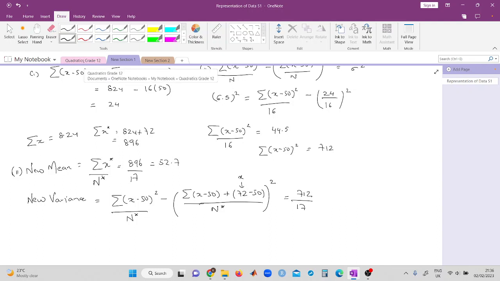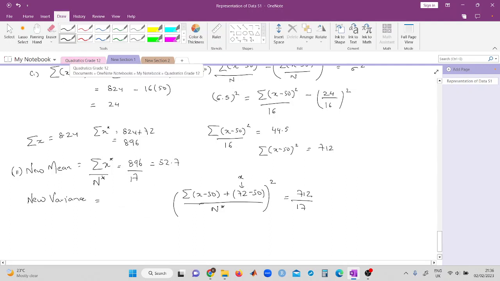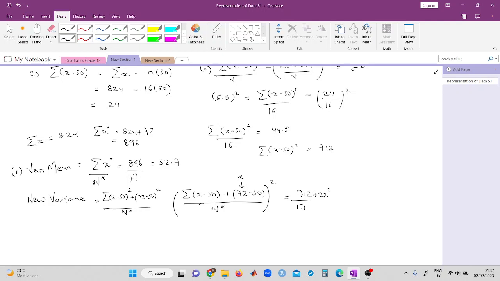So summation of x minus 50 to the square, what I had, plus 22 to the square. This is the formula, we'll rewrite it so that you don't get confused. So it is the summation of x minus 50 to the square, plus 72 minus 50 to the square, again over n star. This is the formula. So literally, 712 plus 22 to the power of 2.